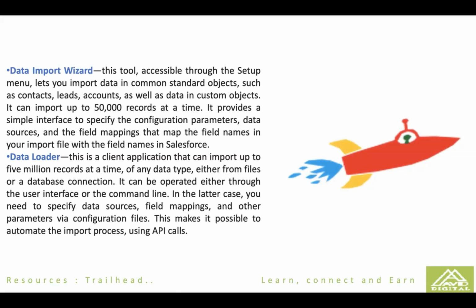Apart from that, it cannot import some standard objects like opportunity. You can't use Data Import Wizard to import opportunity. Even if the opportunity records you want to import are less than 50,000, still you cannot use Data Import Wizard to import opportunity. But you can use it to import records like contact, lead, accounts, campaign, and all those ones.